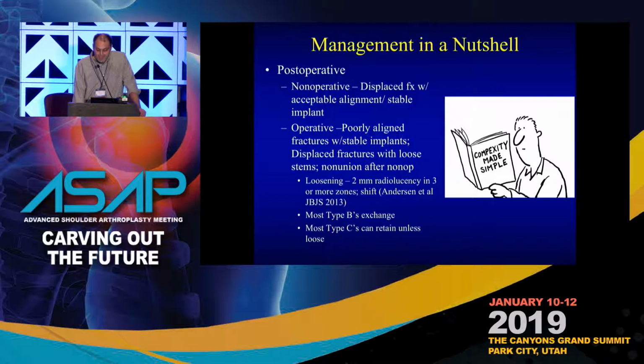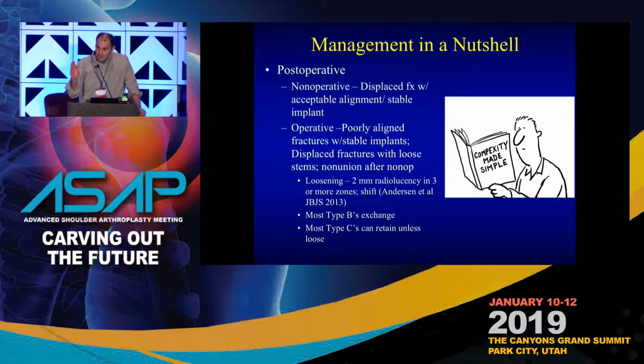So management in a nutshell, non-operative treatment with these injuries: if you have a displaced fracture, acceptable alignment, and a stable implant, it's how we treat a standard humeral shaft fracture. If they fit the alignment parameters that we have, it's reasonable to treat non-operatively. Operative treatment is for poorly aligned fractures with stable implants, displaced fractures with a loose implant, or a non-union after non-op treatment.